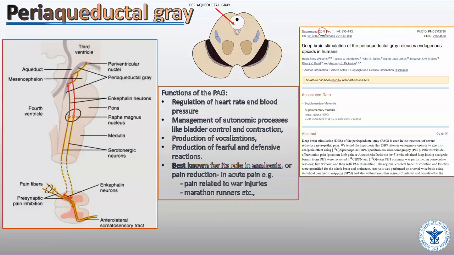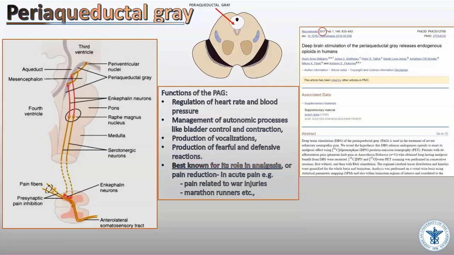Now, the periaqueductal gray does exactly that. It modulates the pain response of a person, and it forms a part of the enkephalin and endorphin mechanism. What this does basically is it reduces the perception of pain by releasing natural painkillers like opioids, which occur in the body.